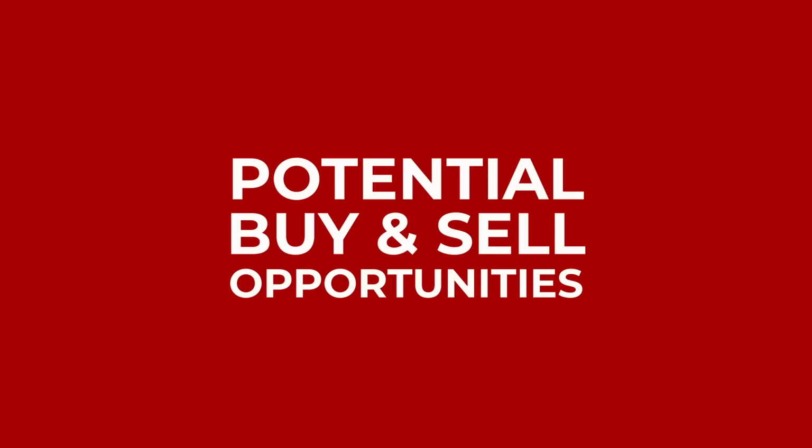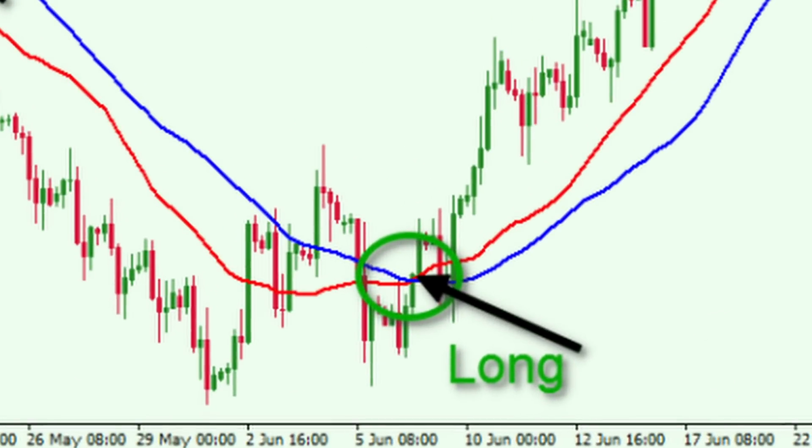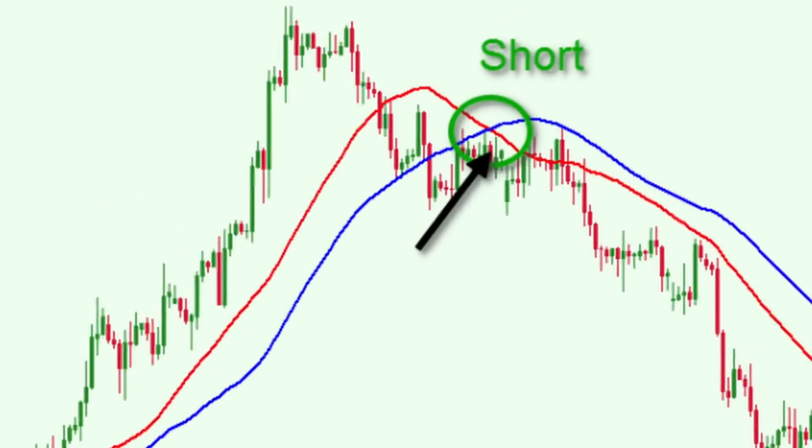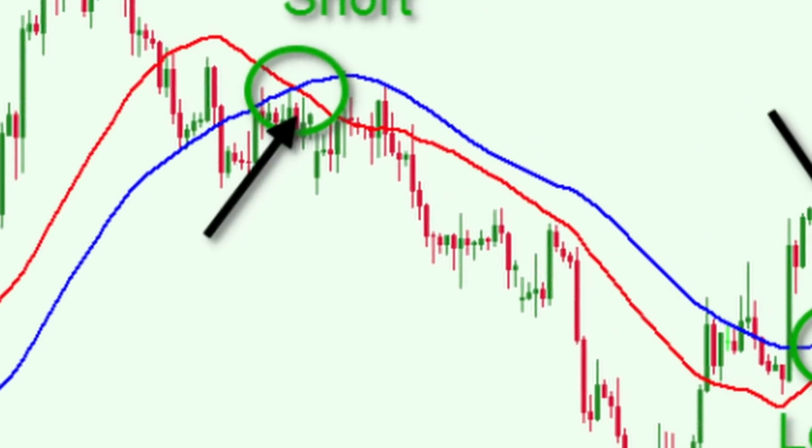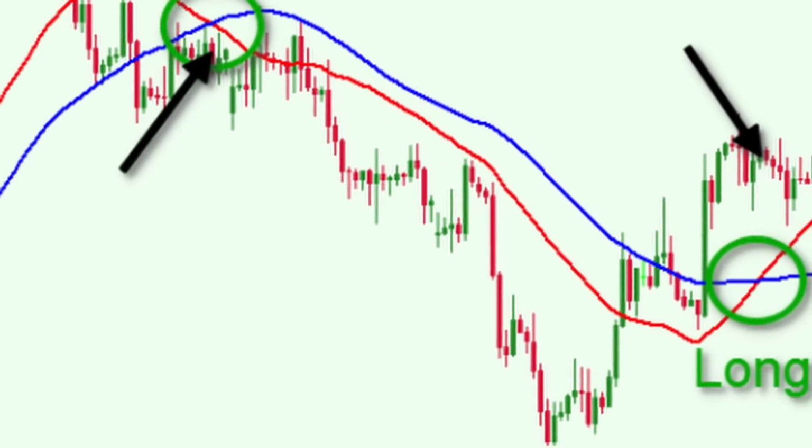Traders also use SMAs to identify potential buying and selling opportunities. If the price of an asset crosses above its SMA, it could be a signal to buy the asset, as it may indicate that the price is likely to continue rising. If the price crosses beneath the SMA, it could be a signal to sell the asset, as it could indicate that the price is likely to continue falling.